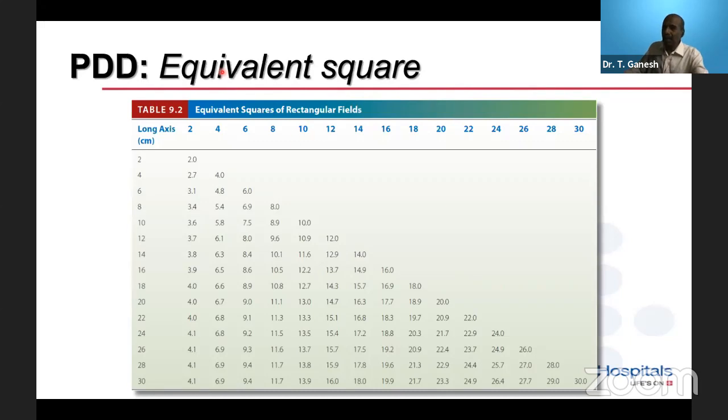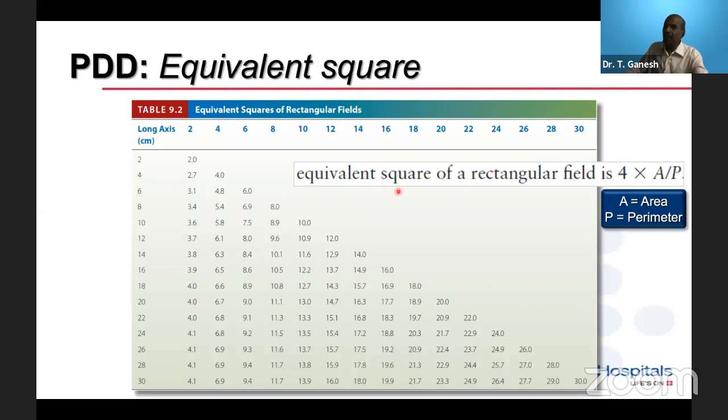So that is why we have developed a concept of equivalent square. From this tabular column, you can see here the long axis and the short axis, like 10 by 26, you can say that that is 13.7 or 13.8, like this 10 by 28. So you can find out the rectangular field size and find out what is the equivalent square of the rectangular fields. Or you can also use this formula: the equivalent square of a rectangular field is 4 times the area by perimeter, 4 times A by P.